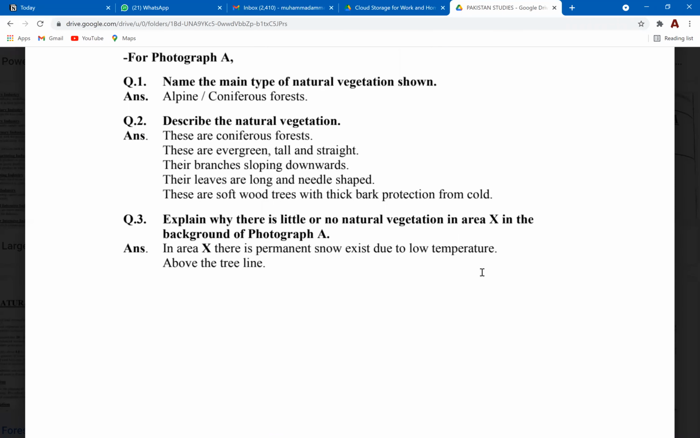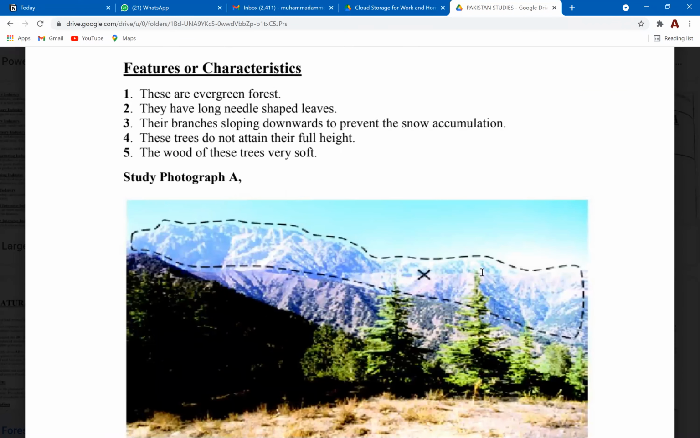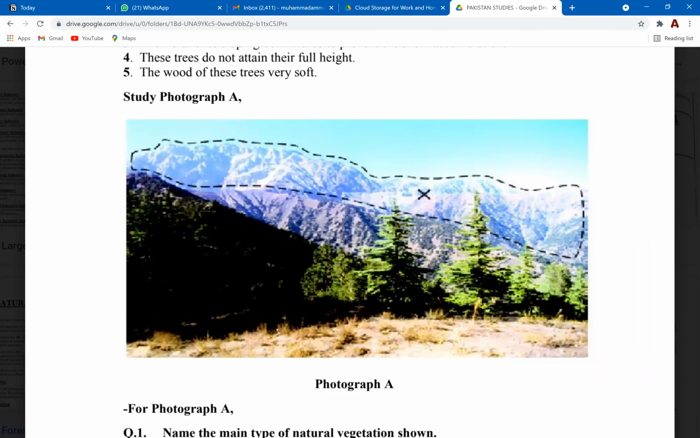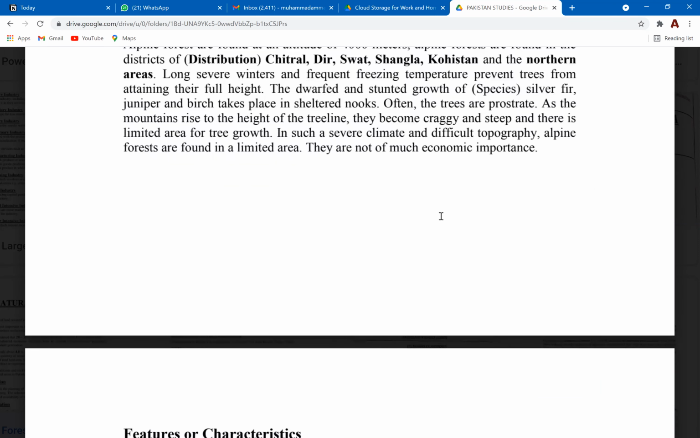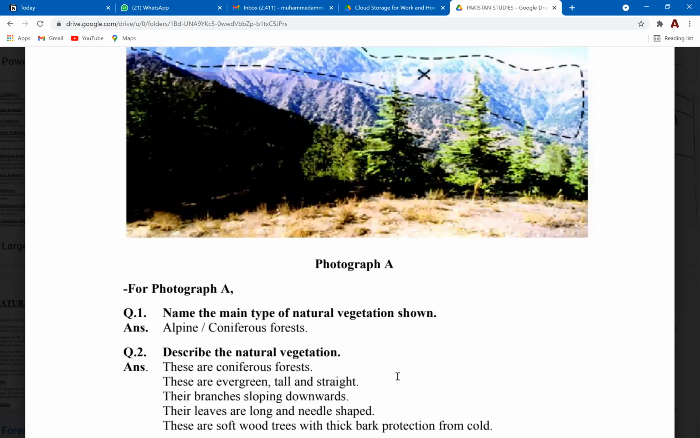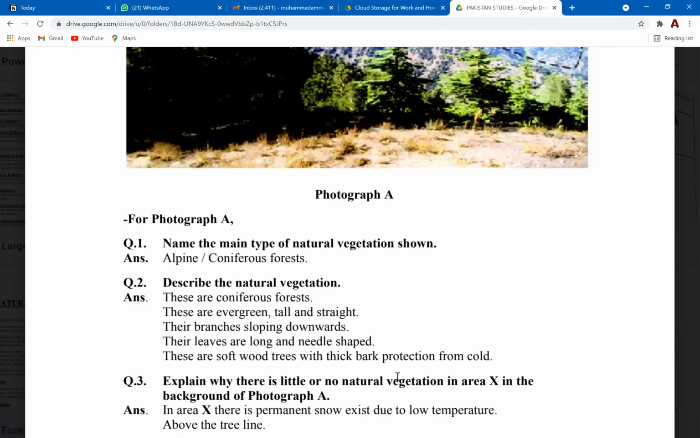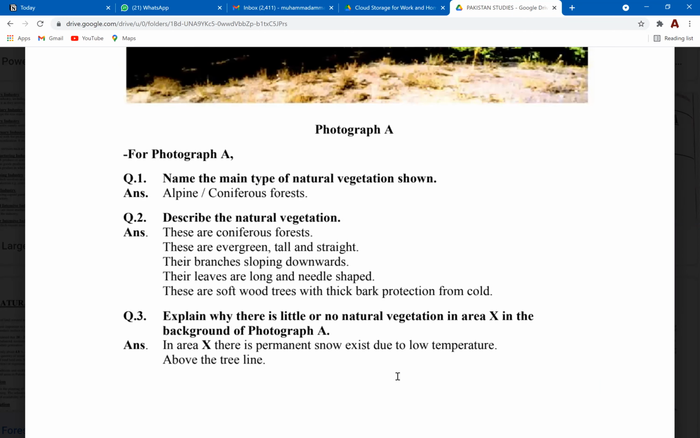You can Google different images for coniferous forest because in your exam paper, you will be asked to identify different forests by looking at their pictures. This is an evergreen forest, needle-shaped leaves. The wood is very soft, and you should also know what the wood is used for. Generally, because of the softness, because of the lower density, the wood isn't of much use for these coniferous forests. They're mostly used for the beautification.